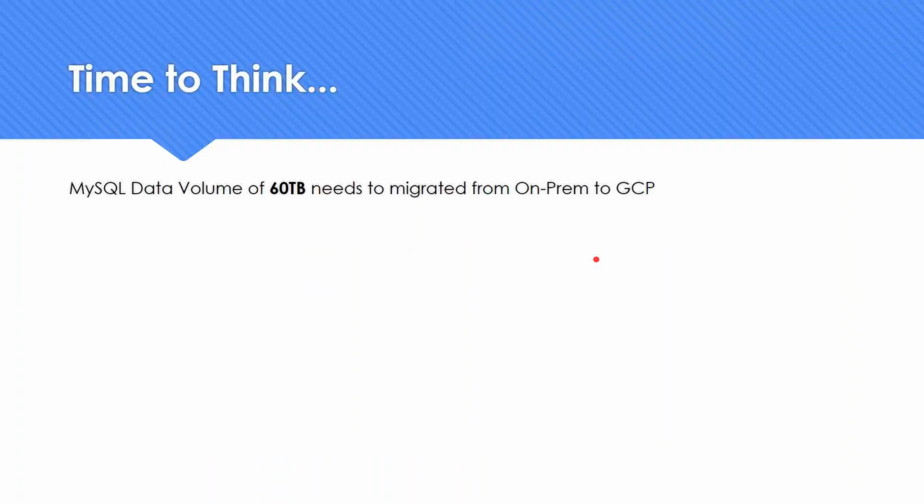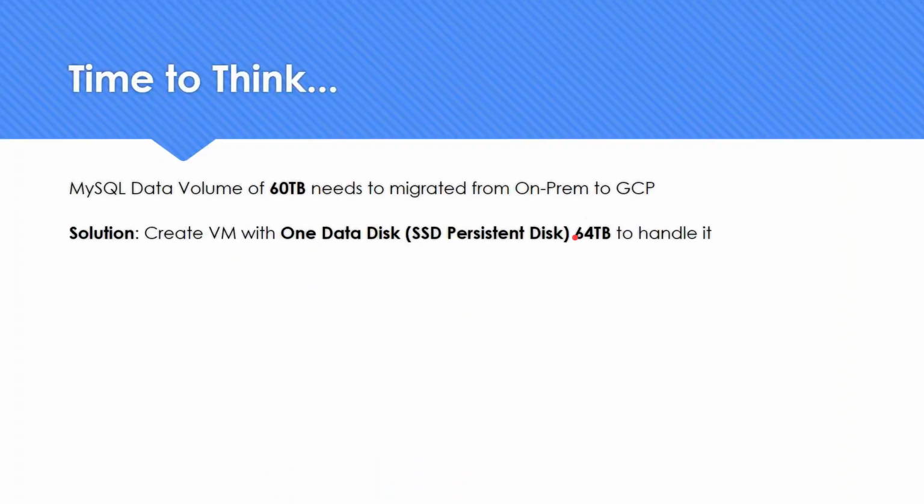So transfer appliance could be used to get the data, and have an SSD disk. Now we know each SSD disk can take up to 64 terabytes. We have seen this in our virtual machine class. So one disk is good enough to handle it. Good. So that's the first option.